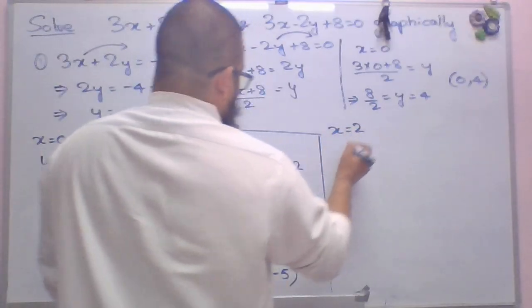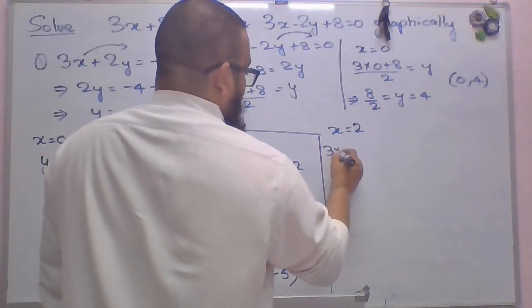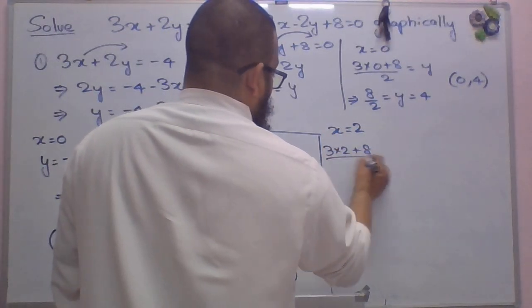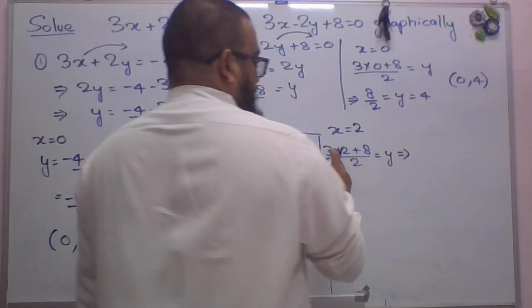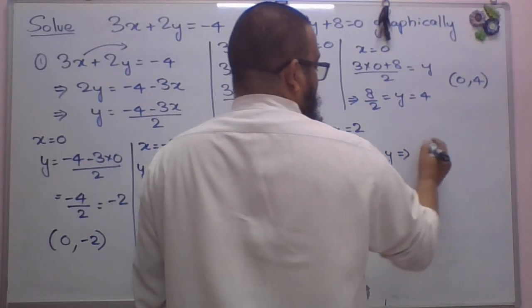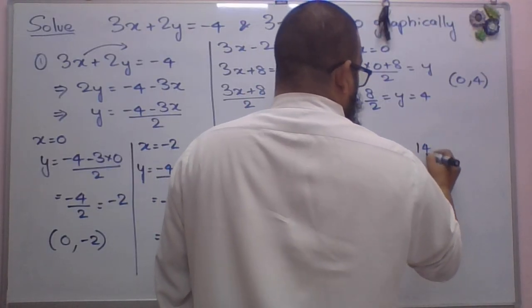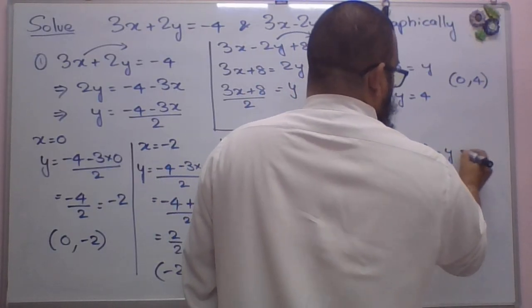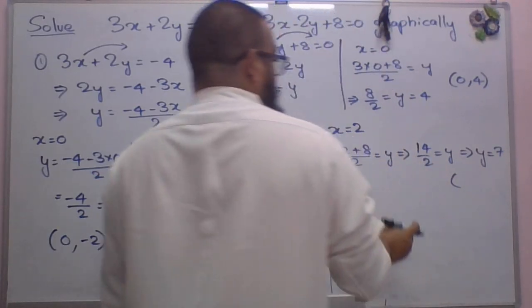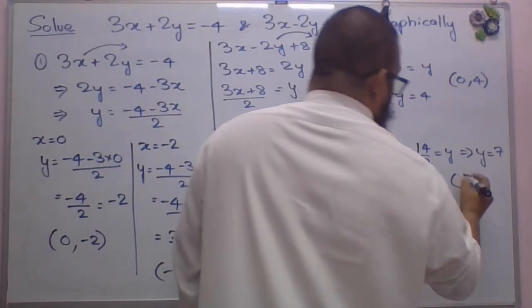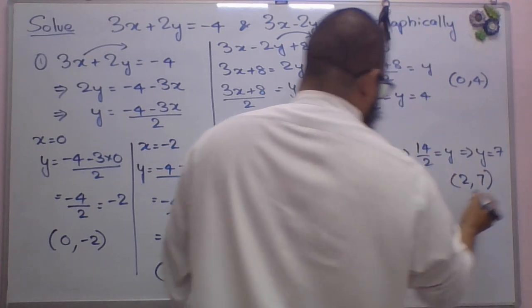Let us take x is equal to 2. So what happens? 3 into 2 plus 8 divided by 2 is equal to y. So that implies, 3 into 2 is 6, 6 plus 8 is 14, 14 by 2 equals y. So that implies y is equal to 7. So what is the solution I got? X coordinate is 2 and y coordinate is 7.